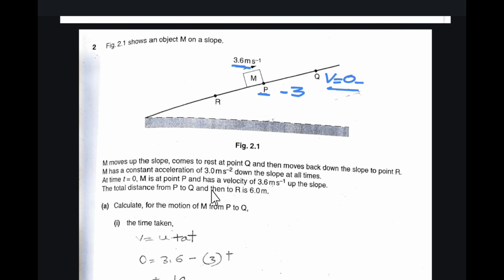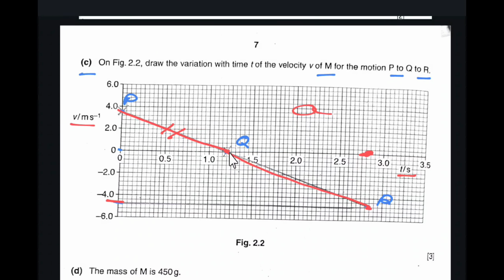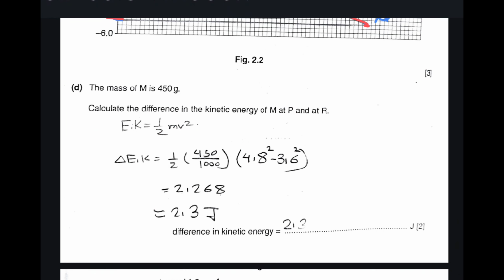So as we know, initially the acceleration is constant, since acceleration is constant, the gradient would be a constant line with a decreasing gradient. Then in part D, the mass of m is 450 gram. So we know the mass of m. Calculate the difference in kinetic energy of m at point P and at point R.